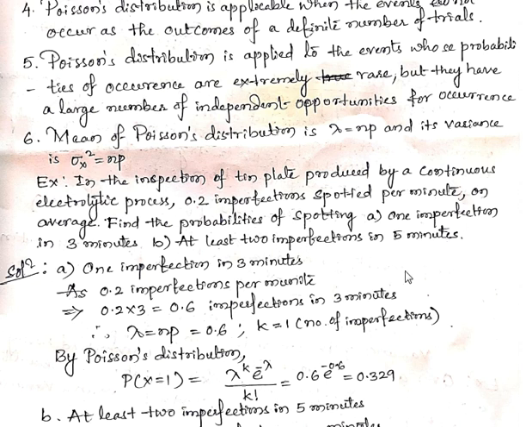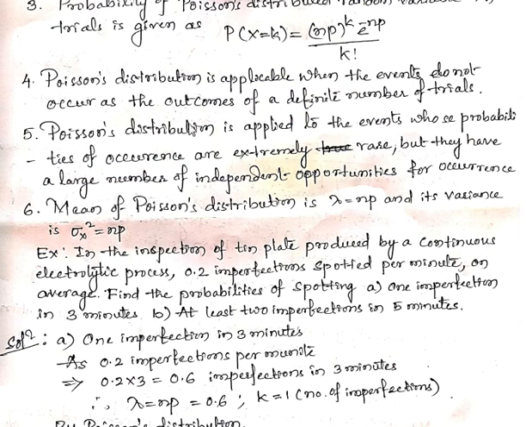In these kinds of problems, we would need the number of trials, like how many bits we are transmitting, but here we are only given the imperfection rate. How many plates were produced, no information is there. So in these cases Poisson's distribution helps, as it is applicable when events do not occur as outcomes of a definite number of trials.